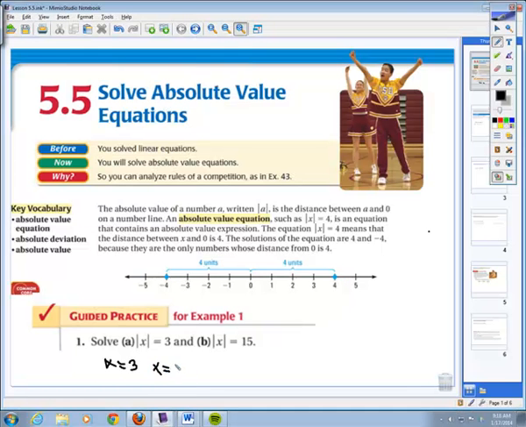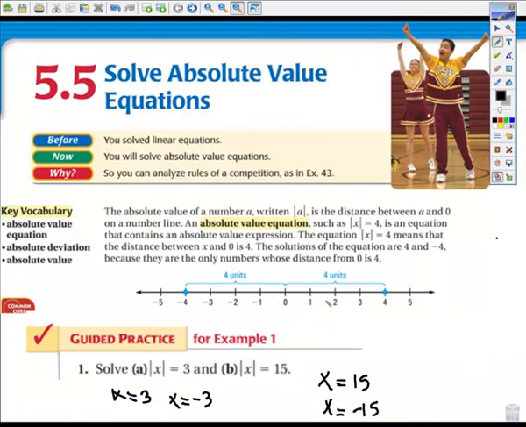X equals negative 3. And here the absolute value of x equals 15. So I know that x equals 15 because the absolute value of 15 is 15, and x equals negative 15. So we do have the two solutions there.